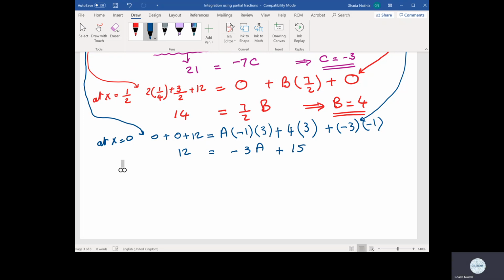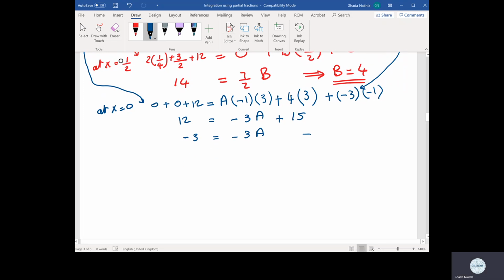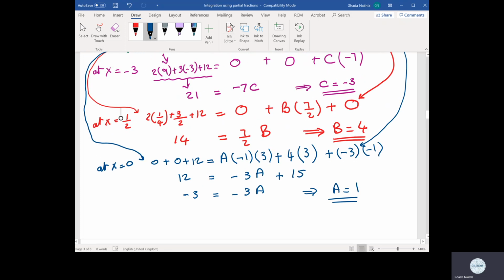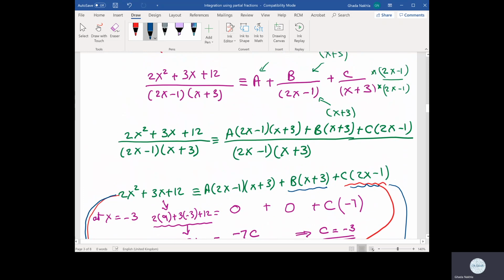Subtract 15 from both sides, so minus 3 equals minus 3a, and therefore a must be equal to 1. Brilliant. I found the value of A. I have also found the value of B and the value of C. What do I do next?